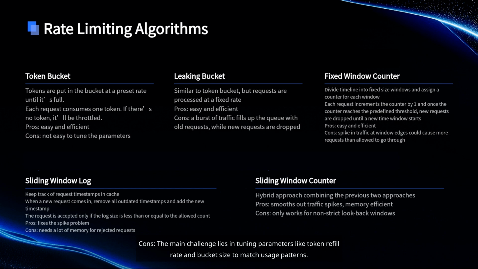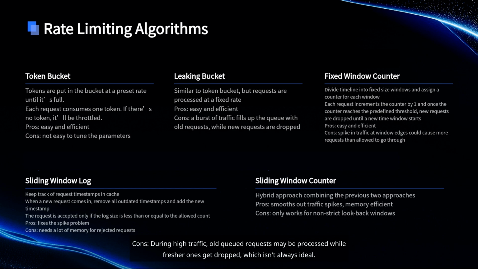2. Leaking bucket. The leaking bucket is similar in concept, but instead of refilling tokens, it processes requests at a constant rate, like a leaky pipe. Excess requests are queued, but if the queue fills up, new requests are dropped, even if they're more recent or critical. Pros: it ensures a steady processing rate and avoids bursts that overwhelm the system. Cons: during high traffic, old queued requests may be processed while fresher ones get dropped, which isn't always ideal.